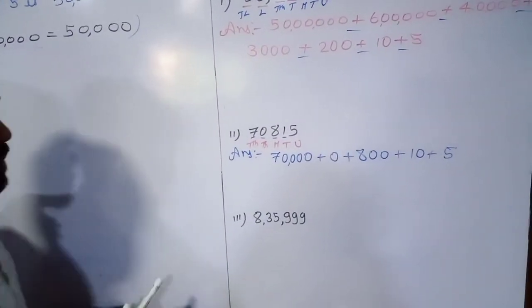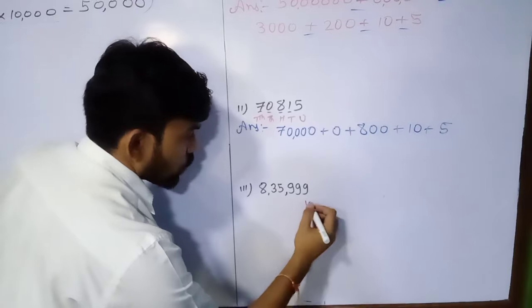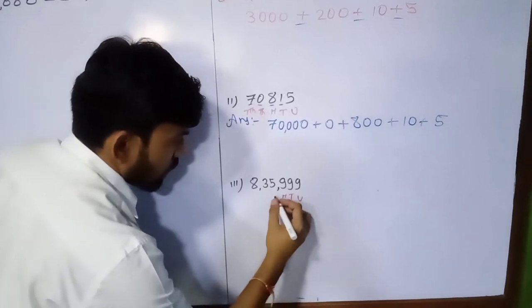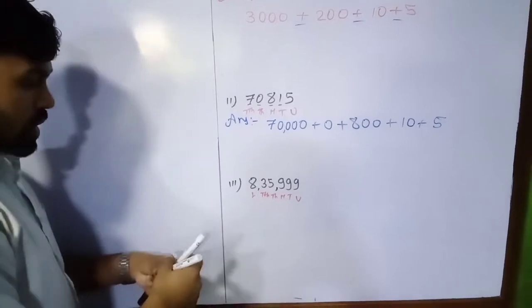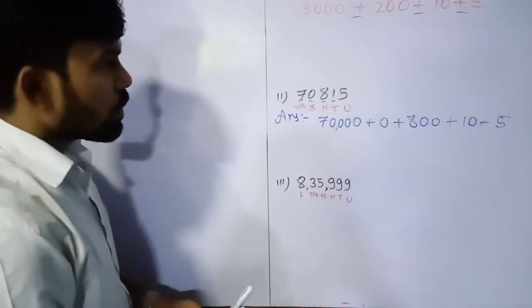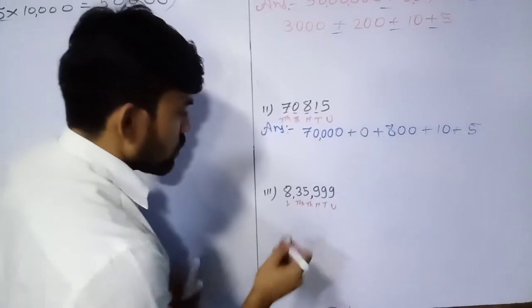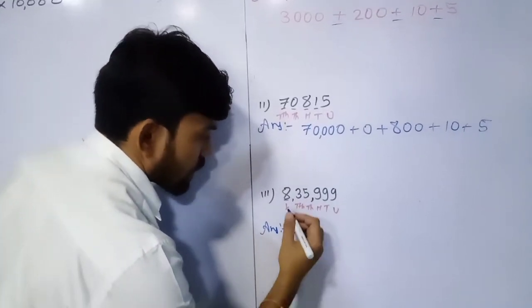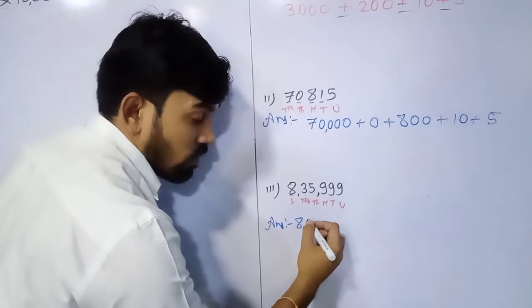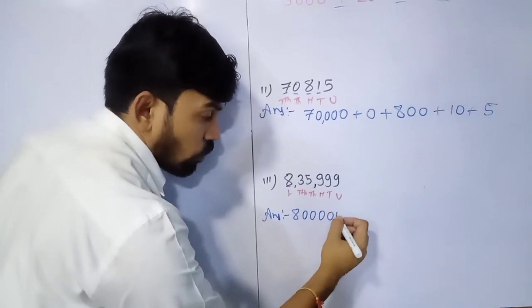The next one: unit, 10, 100, 1000, 10,000, lakhs. Yes. Now we have to start from lakhs. The digit is 8. In the lakhs, how many zeros do we have? 1, 2, 3, 4, 5 zeros.